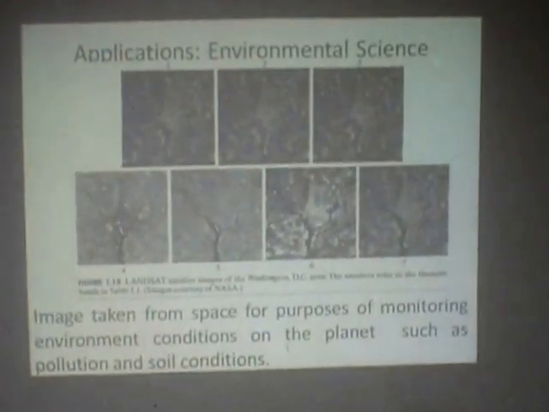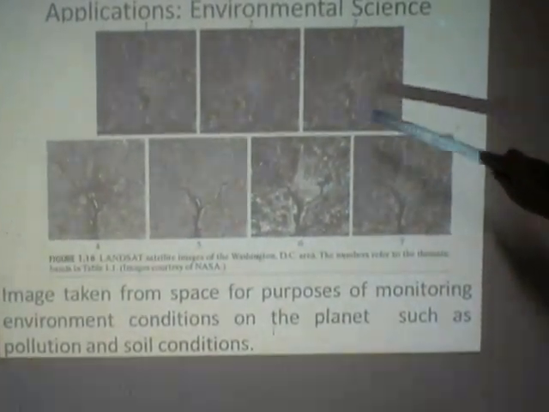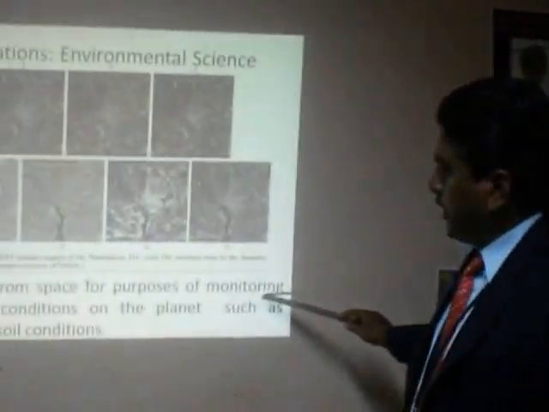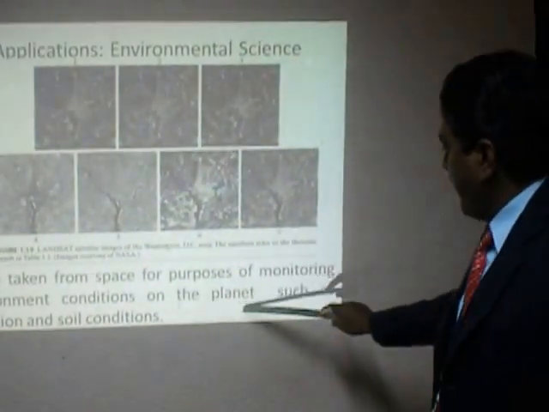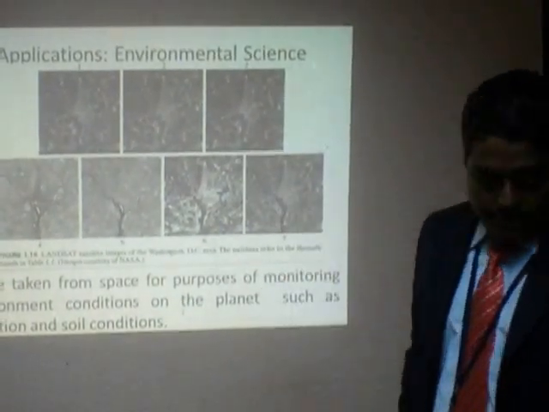The next one is applications in environmental science. These are various satellite images taken from space. They are used for the purpose of monitoring environmental conditions on the planet, such as pollution and soil condition.